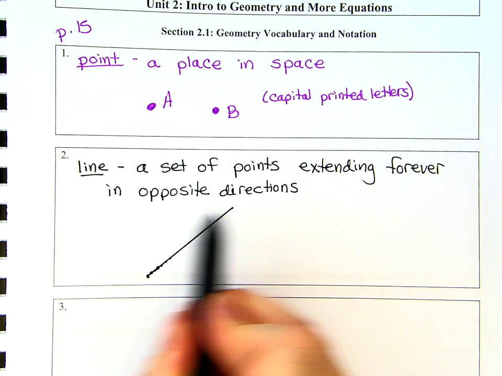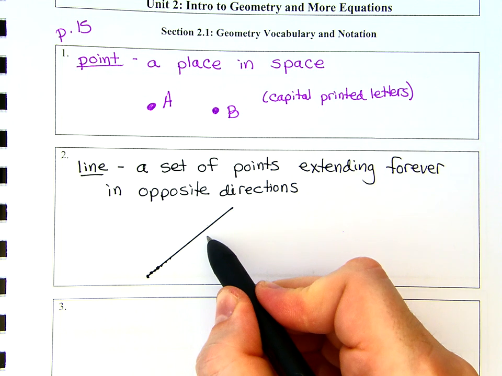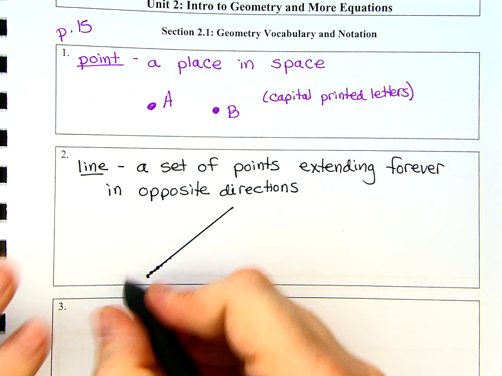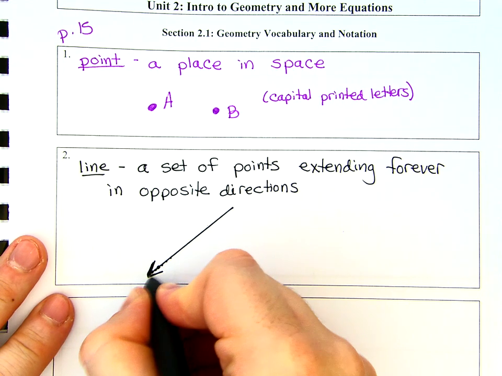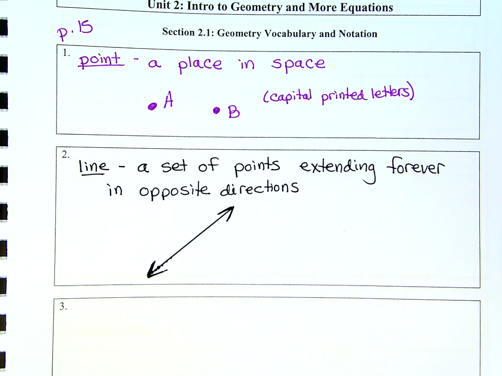Now, extending forever in opposite directions. I didn't actually do this right. I need to add something onto my drawing to show that this line goes forever this way and that way. We'll go with Jordan. I need some arrows on the ends. The arrows are what will make it a line. And we're going to see in a moment, if it doesn't have arrows, we're going to call it something different.